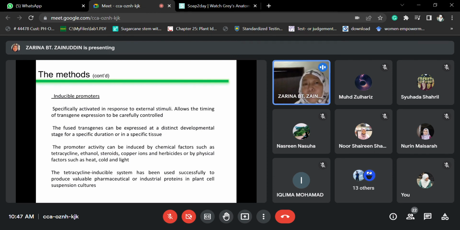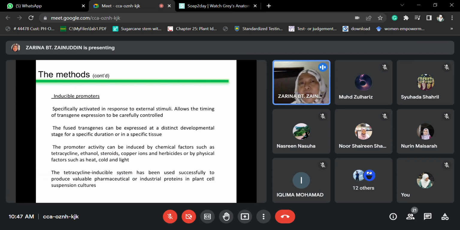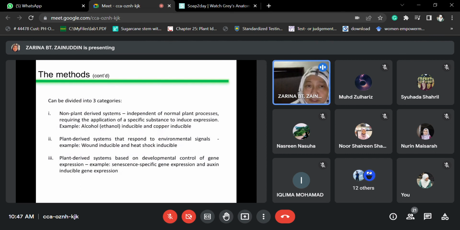Okay, this promoter akan be active when it is being induced by chemical factor, or it can be induced when exposed to certain condition, for example, exposed to heat, exposed to cold or light. So this is what we call as inducible promoter. Kita tak nak gene of interest dia express sentiasa, which is the difference between constitutive promoter and inducible promoter. Any question? Tak ada, faham? So, inducible promoter can actually be divided into 3 categories.